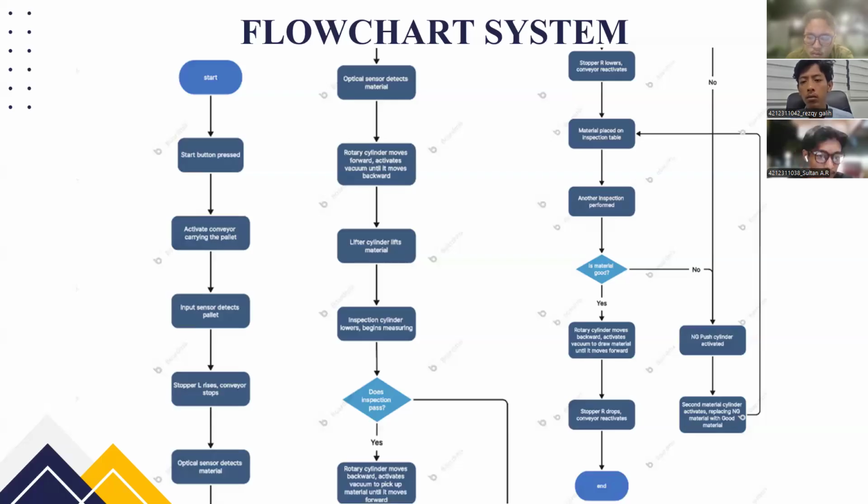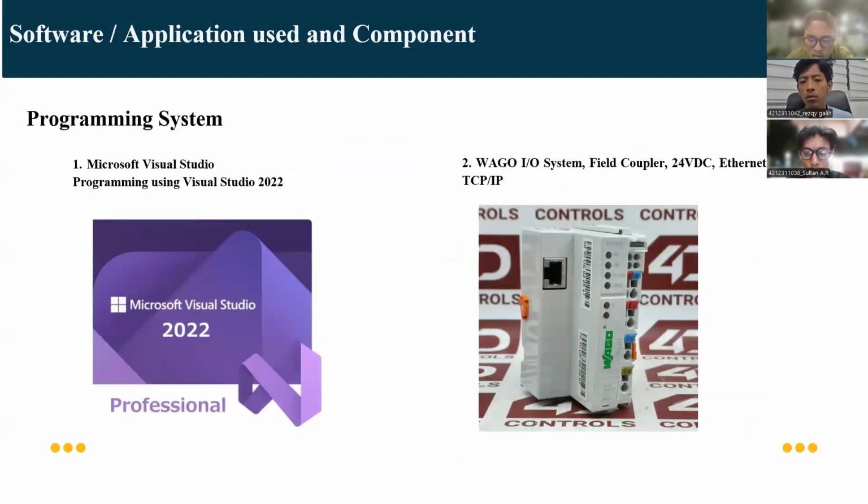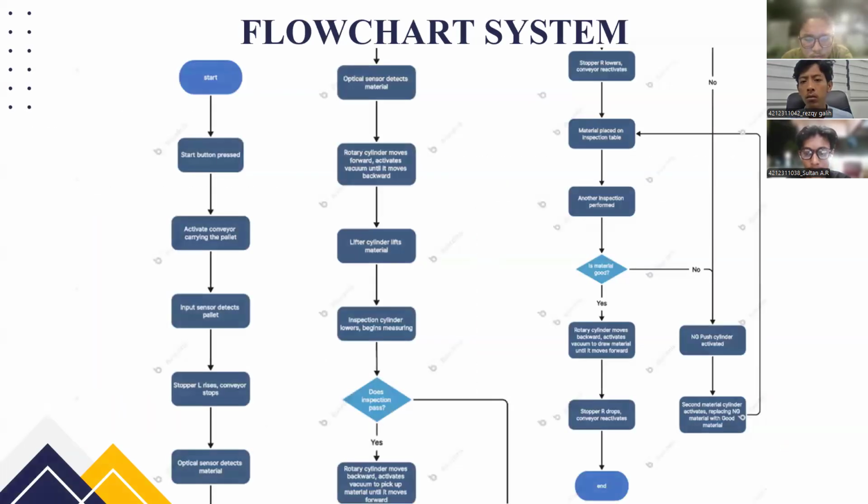And the next step, the overall system is to pick material from the pallet, perform the inspection stage, and sort good and defective items. Next slide.